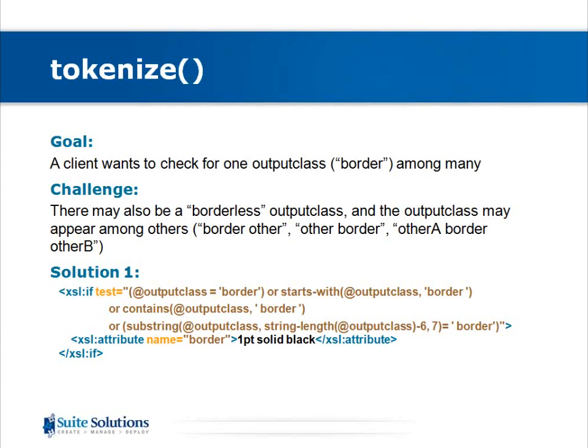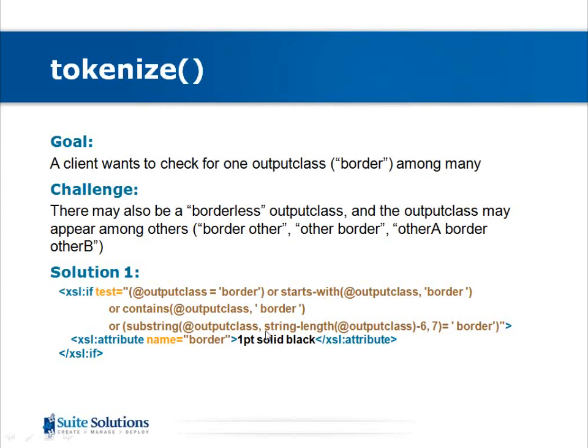So the old way of doing that, before XPath 2.0, in XPath 1.0, we would really have to test for all the particular cases individually. And that's the solution one that you see here. If the output class is equal to border, or the output class starts with border space. It might be a little hard to see, but there is a space after the word border here. So if it starts with border and then there's a space and some other stuff that we don't care about, the problem is in XPath 1.0 there's a starts-with function. There's no ends-with function.